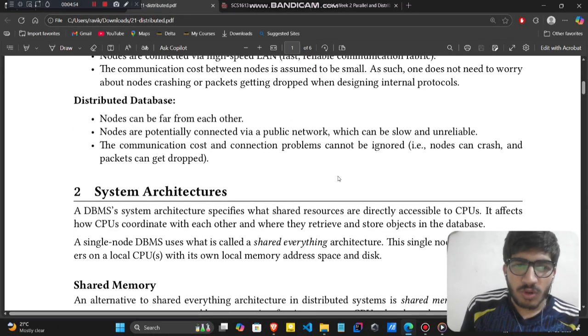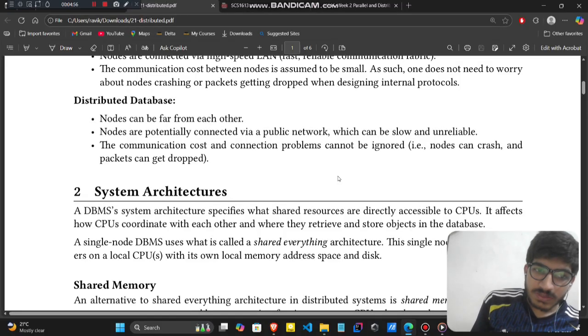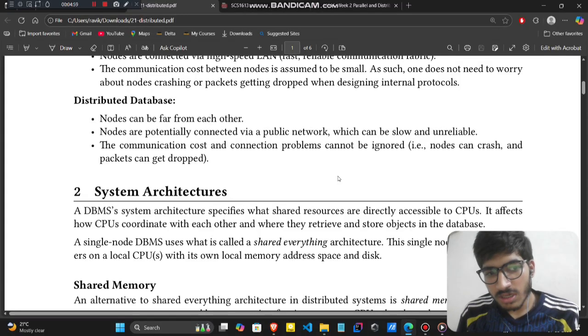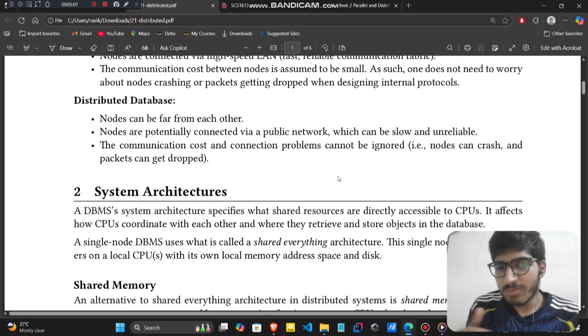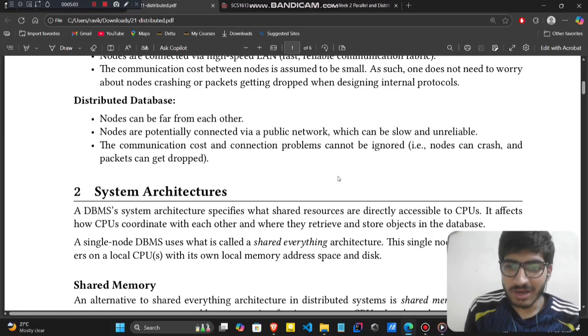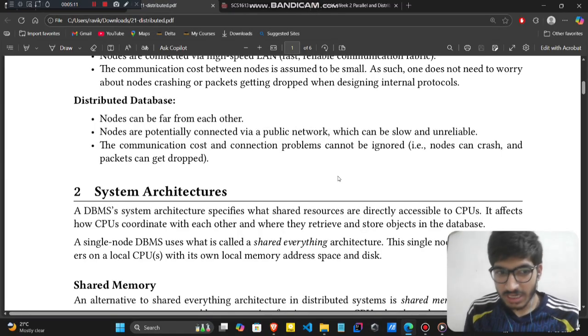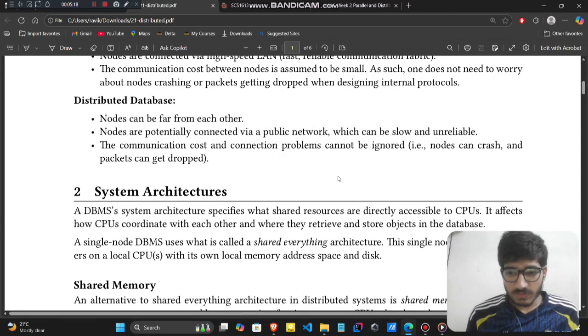In distributed databases, nodes can be far from each other. Nodes are potentially connected via public network, which can be slow and unreliable. The communication cost and interconnection problems cannot be ignored. That is, nodes can crash and packets can get dropped. Also, network speeds can be slow as well.